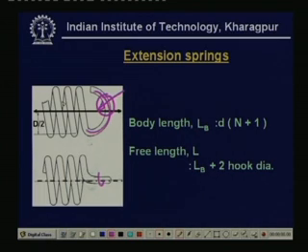Now, a typical hook has been depicted over here, but by putting such a hook, what happens? A certain amount of stress concentration comes at this bend zone, and these are substantially weaker zones compared to the other spring body. So, one has to take care while designing the hook, and take steps so that the stress concentration is reduced.